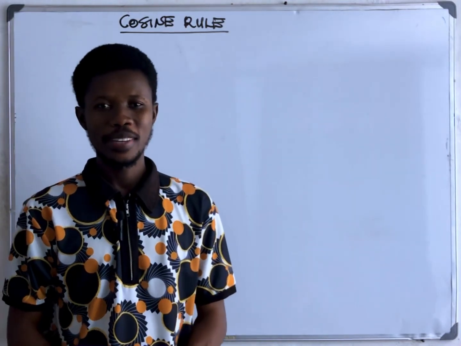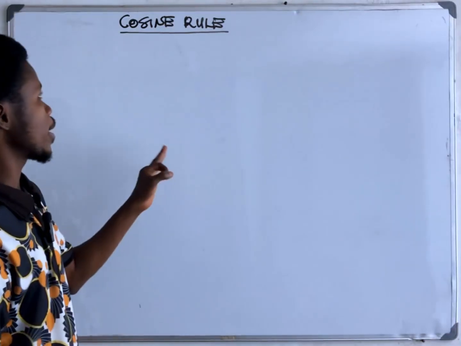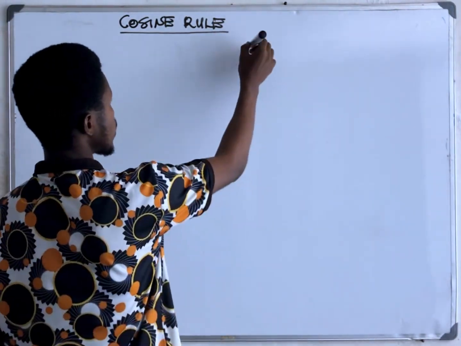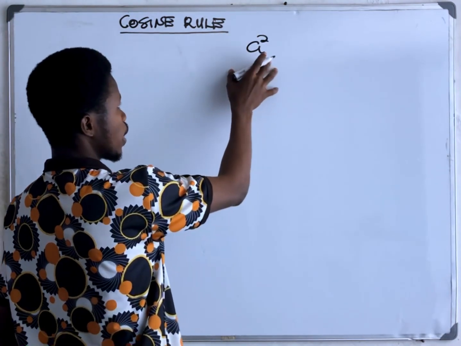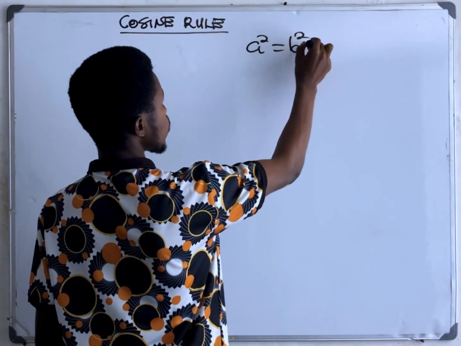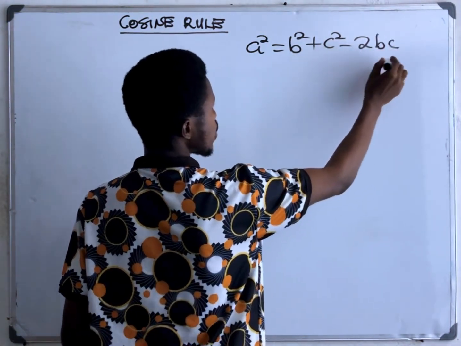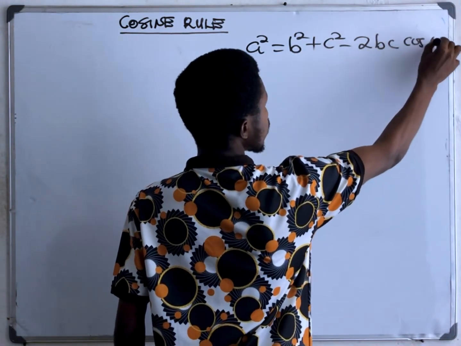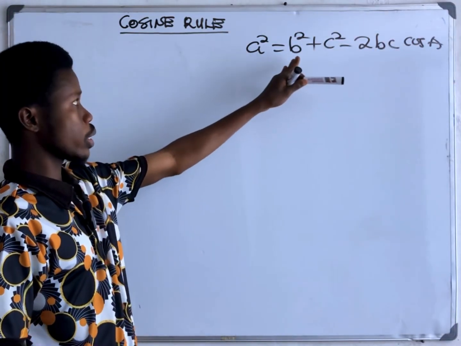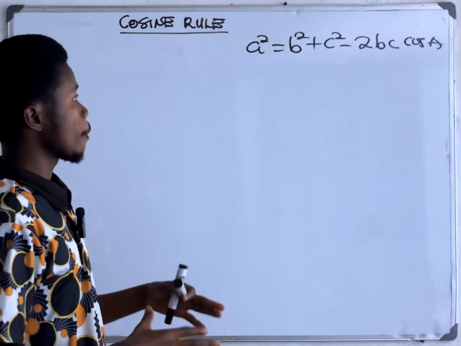Yeah, hello and welcome. Today we are going to look at a step-by-step proof of the cosine rule. What is the cosine rule here? The cosine rule states that if I take a reference on the length a, then a squared is equal to b squared plus c squared minus 2bc cos A. We can also have b squared equals a squared plus c squared minus 2ac cos B.